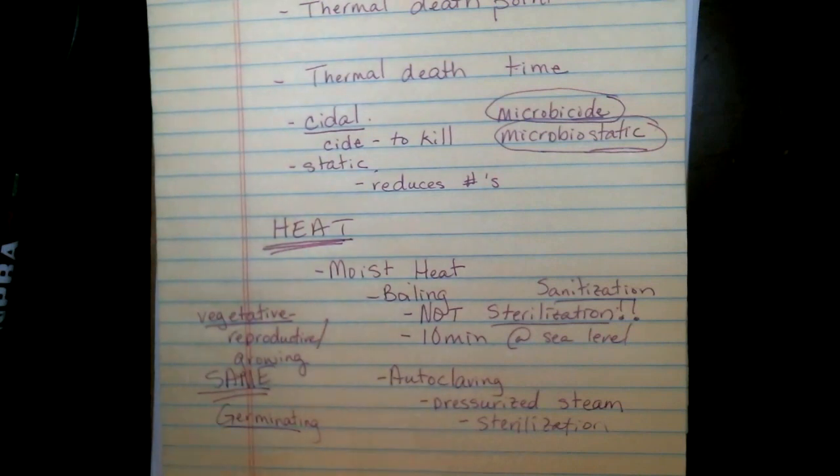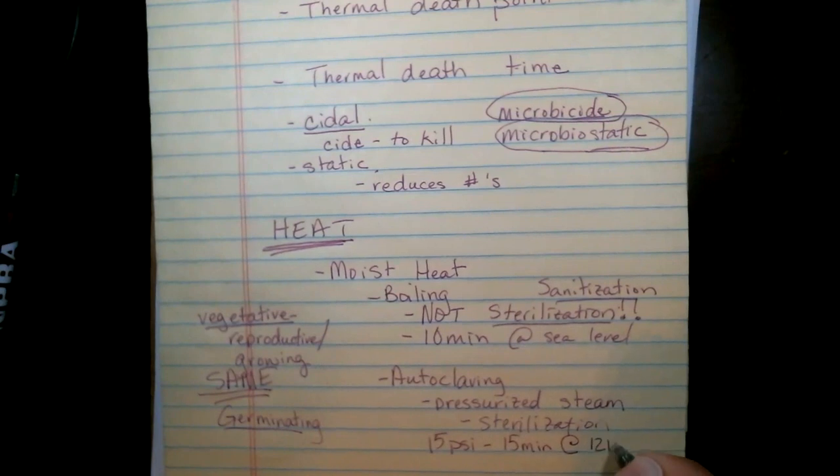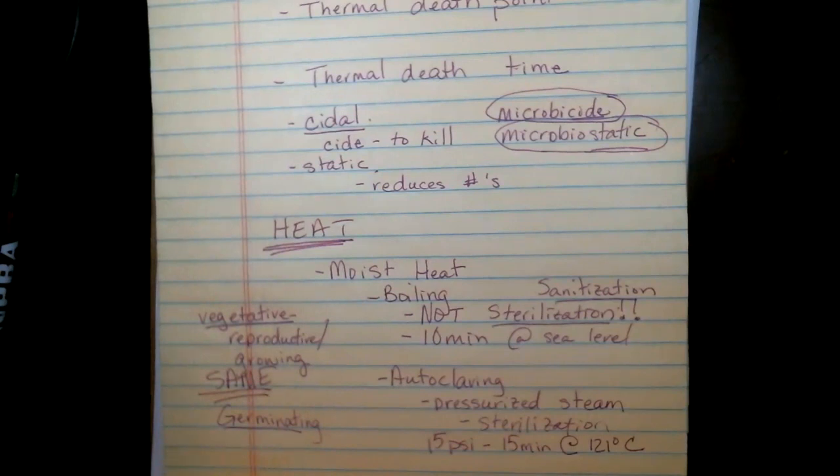So know these numbers. It uses 15 pounds of pressure, so that's PSI, for 15 minutes at 121 degrees Celsius. Honestly, that's not a lot of time to be able to sterilize an item. It's very effective, very quick.